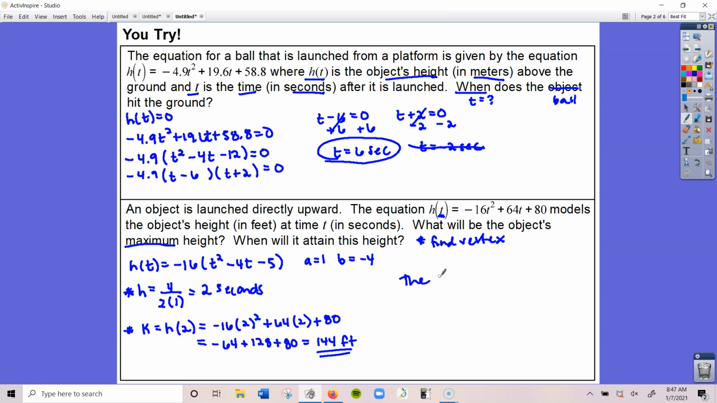So the object will reach a maximum height of 144 feet at t is equal to 2 seconds.